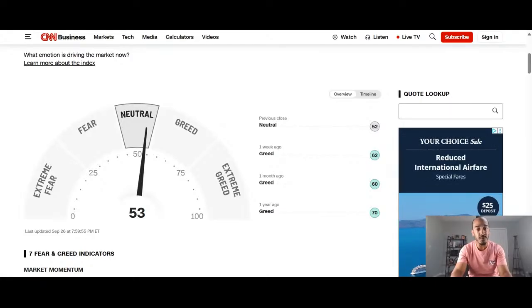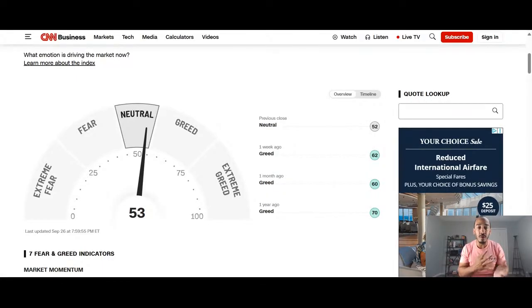When people are fearful, you want to buy. When people are greedy, you avoid buying. Right now, people are kind of neutral, so that doesn't really tell you much. It really just tells you how people feel about the market. The best tool truly is the VIX.